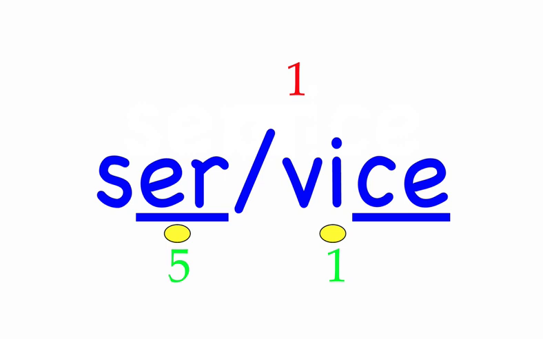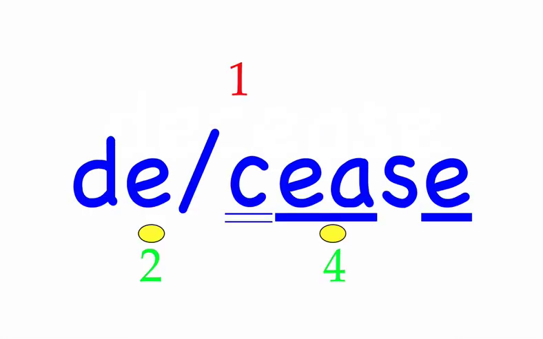Decease. Decease. Decease means to stop living. Decease. Two syllables, first syllable de, two sounds. D, E. Cease, three sounds. S, E, S. Decease. Mark the word. Decease.